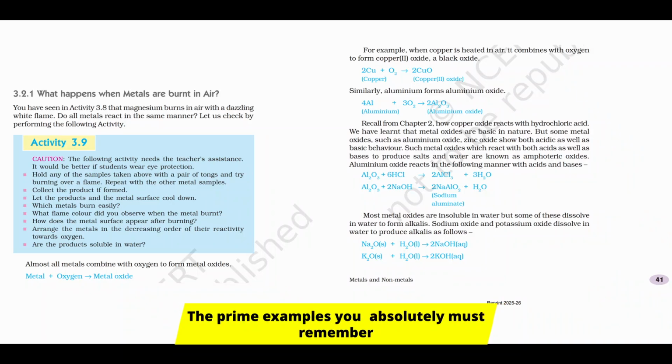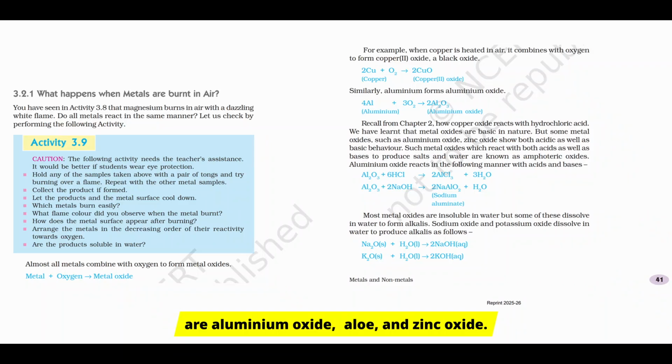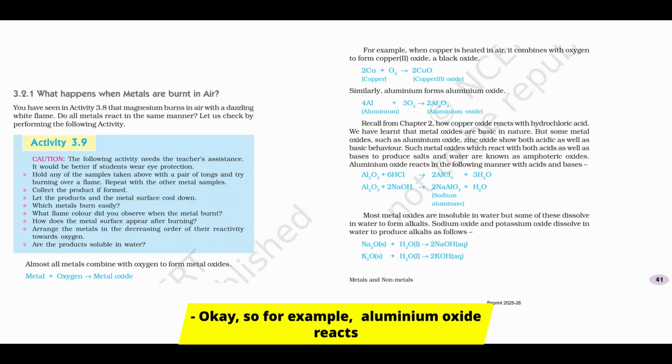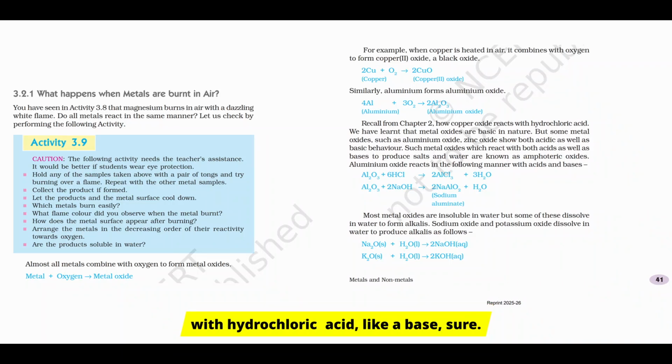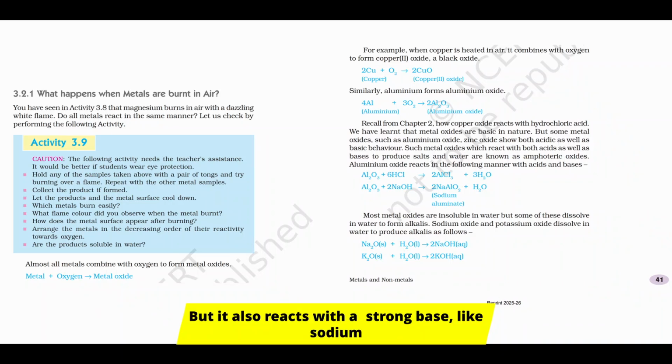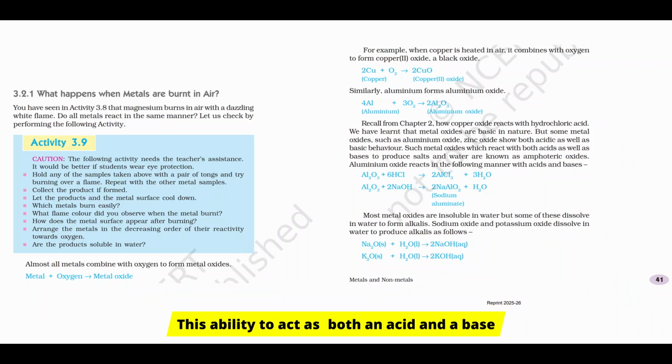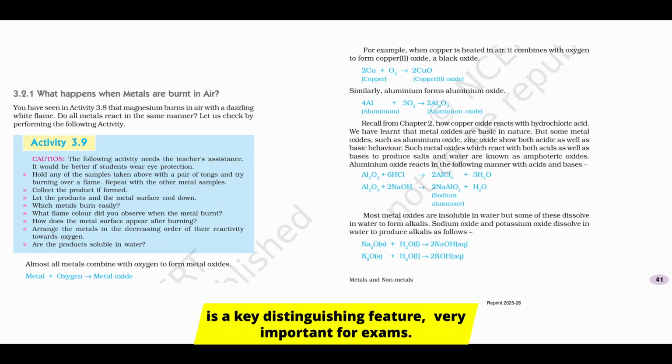The prime examples you absolutely must remember are aluminium oxide, Al2O3, and zinc oxide, ZnO. Al2O3 and ZnO. Okay. So, for example, aluminium oxide reacts with hydrochloric acid like a base, sure, but it also reacts with a strong base like sodium hydroxide, acting like an acid, to form sodium aluminate. This ability to act as both an acid and a base is a key distinguishing feature, very important for exams.